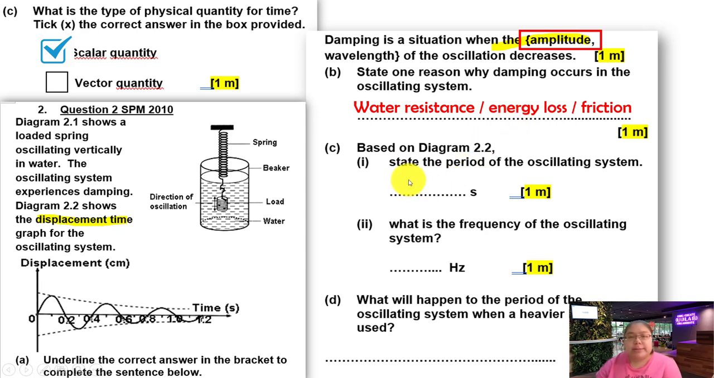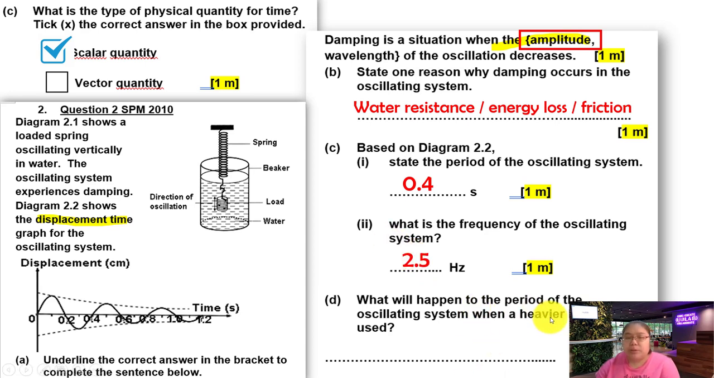Okay, C1, they ask to state the period of oscillation. So we check the period. So this one is 0.2 until 0.4. Okay, sorry, this one is a time, not the displacement. If it were displacement, there would be a wavelength, but this one is time taken. The time taken should be the same. So the period is 0.4 second. Okay, what is the frequency? So for frequency, we know the formula: 1 over T. If you want to find the frequency, you take 1 over the period. So we get 2.5 hertz.